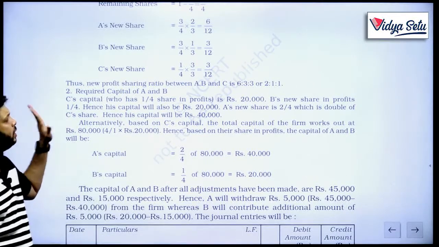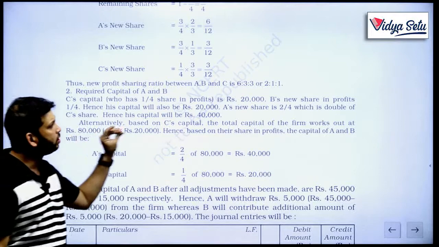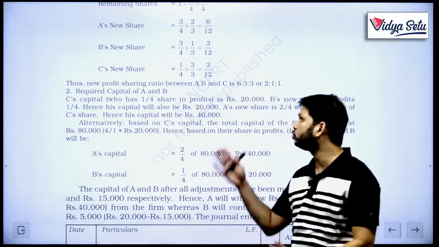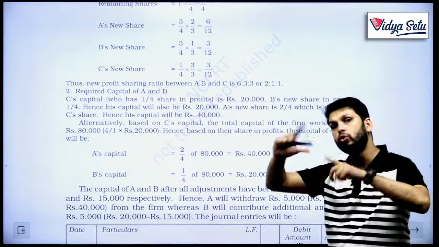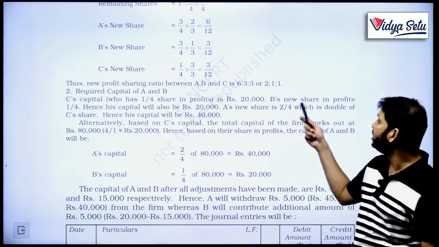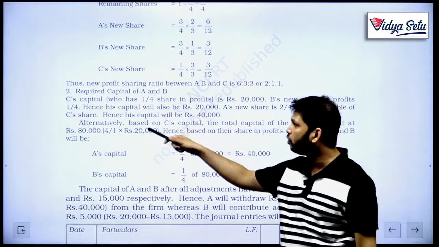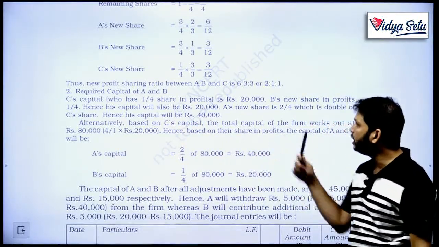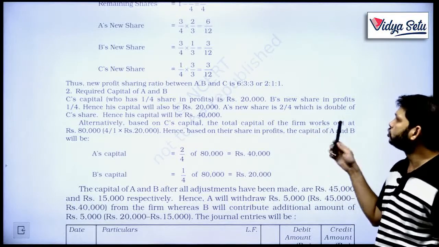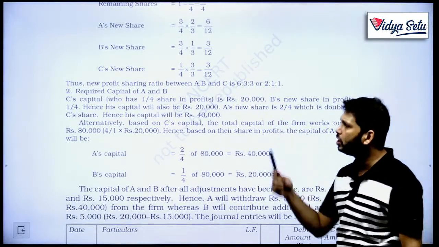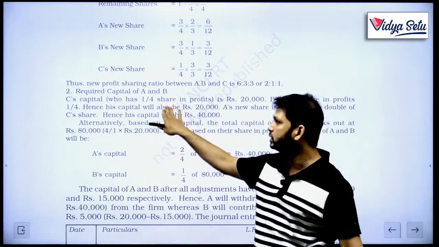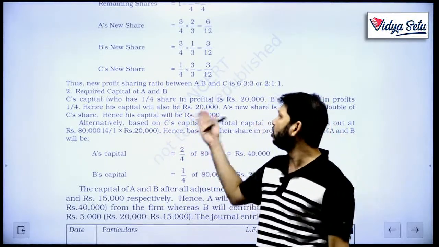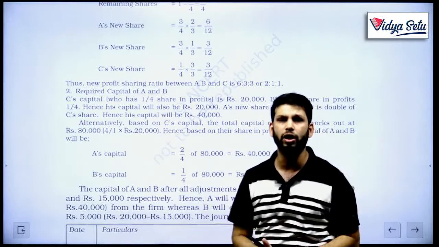Now C's capital for 1/4 share is 20,000. So I told you how to do it the opposite way. So C's new share in the profit is 1/4, hence his capital will be 20,000, and A's new share is 2/4, so double of that is 40,000. Alternatively, we will not do it this way, we will always do the alternative way. Why? Because in the exam we will not get such common figures as 2:1:1.